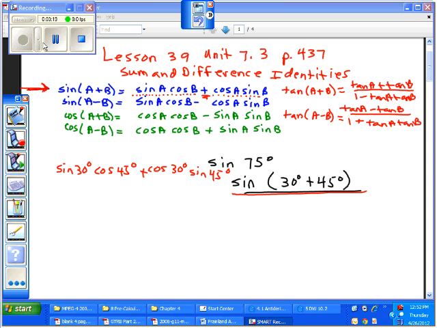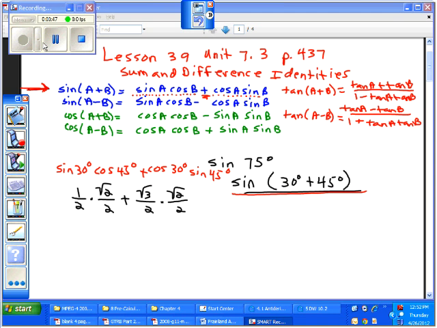And then we know what this is. What is the sine of 30? 1/2. This is all memory work from your unit circle from long ago. What is the cosine of 45? Square root 2/2. What is the cosine of 30? Square root 3/2. What is the sine of 45? Square root 2/2.